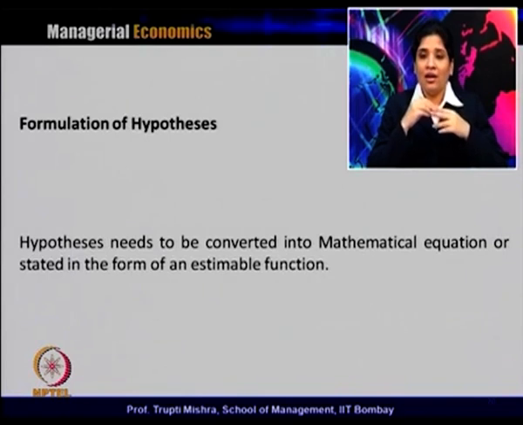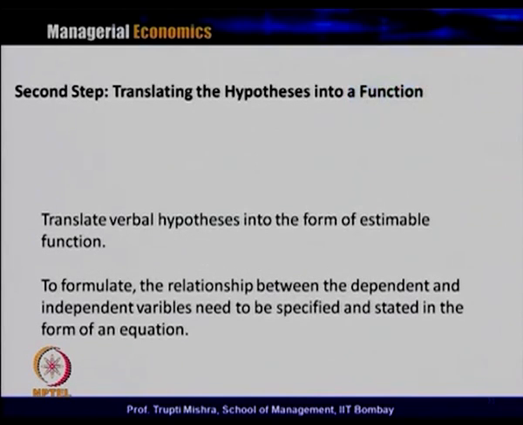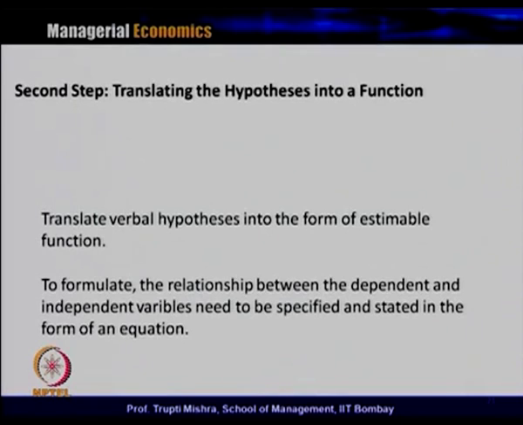Since it is a probability of an event, we need to support it through the data, through the function, in order to check whether the hypothesis is validated or not, or whether the hypothesis goes true or not. For that, we need to convert it to a mathematical equation or into the form of an estimable function. So, there it comes to the second step. And what is the second step? The second step is when you translate the hypothesis into a function.